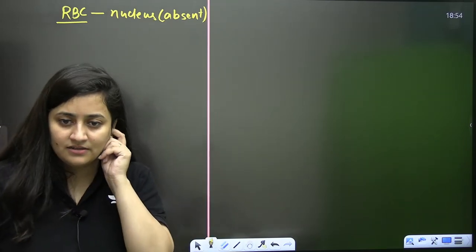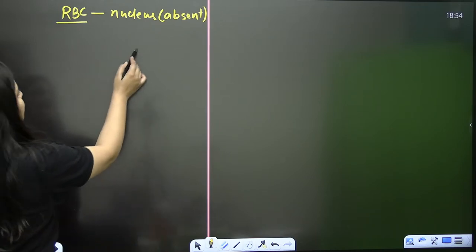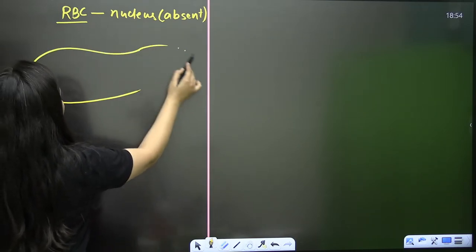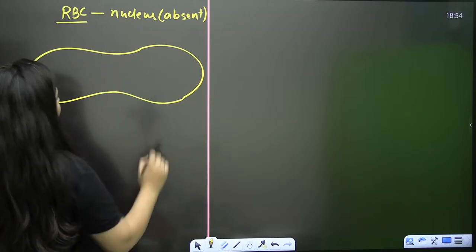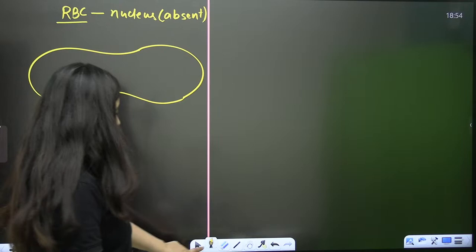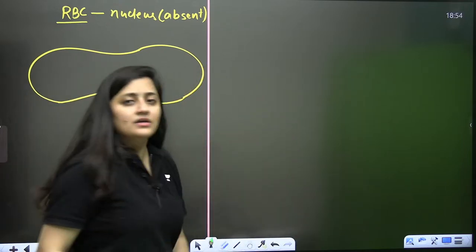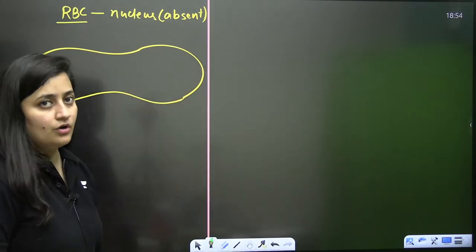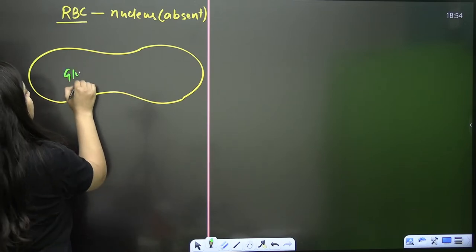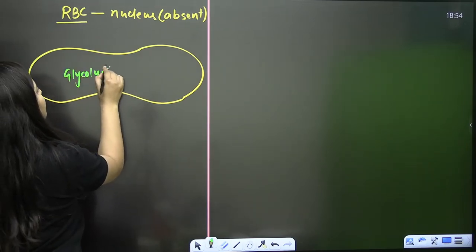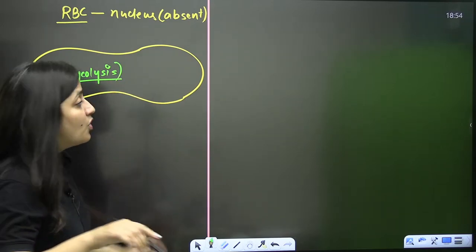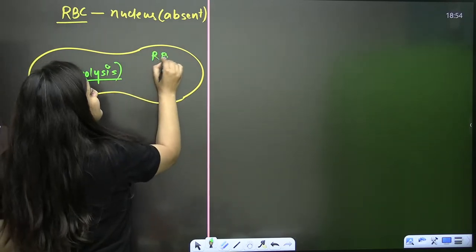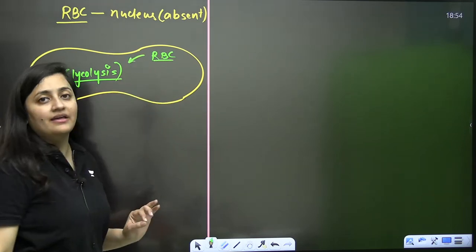Anyone here in the class? Just give it a try. RBCs do not contain the mitochondria. So obviously the cytoplasm is there, and in the cytoplasm there will be glycolysis. That's something important. Your RBC is dependent on glycolysis for the energy.